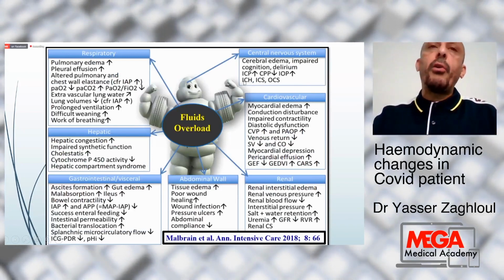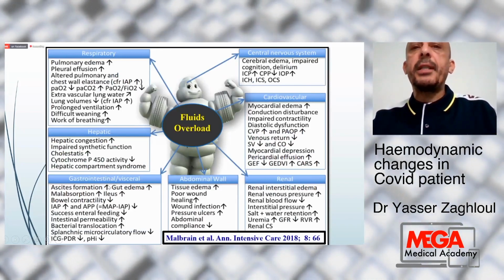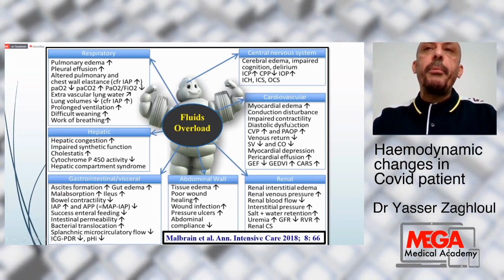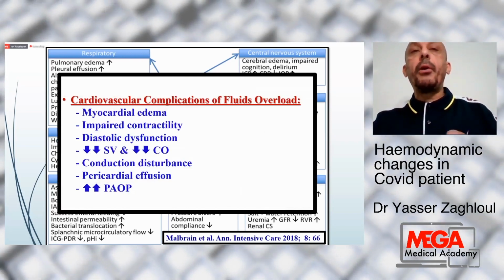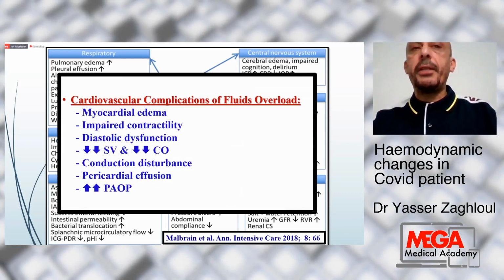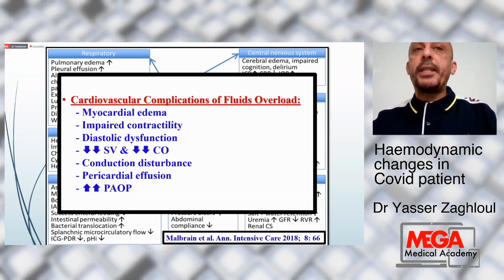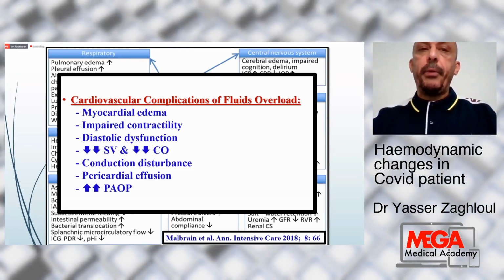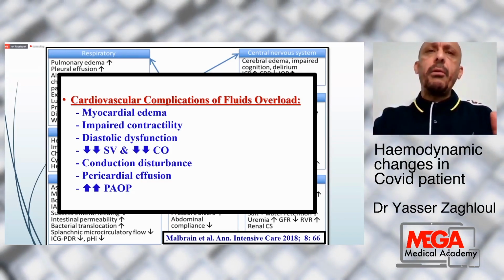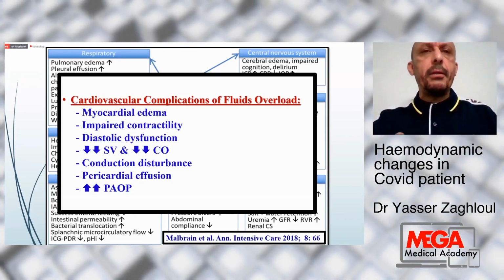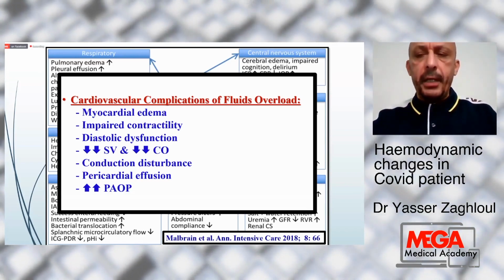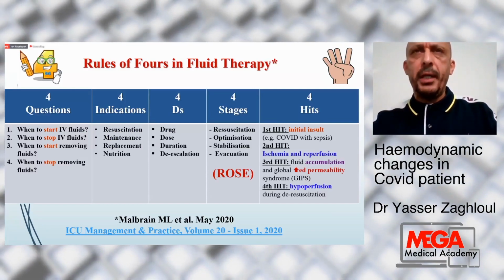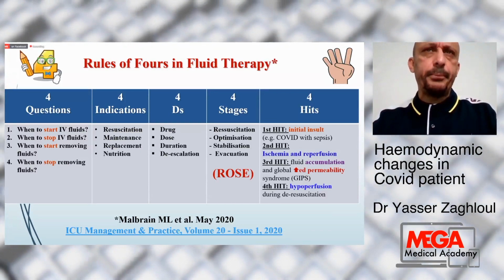Generally, fluid overload has a lot of systemic effects: respiratory, hepatic, gastrointestinal, abdominal wall problems, renal, cardiovascular, and CNS problems. We will focus on the cardiovascular problems in patients receiving a lot of fluids: myocardial edema, impaired contractility, possible diastolic dysfunction, and a decrease in the stroke volume and cardiac output secondary to the impaired contractility. Conduction disturbance may happen, as well as pericardial effusion and an increase in the pulmonary occlusion pressure. So as you see, all the articles and resources focus on conservative management because of its bad effects. Again, these are the rules of four: 4 questions, 4 indications, 4 Ds, 4 stages, and 4 hits to manage therapy in all types of shock.